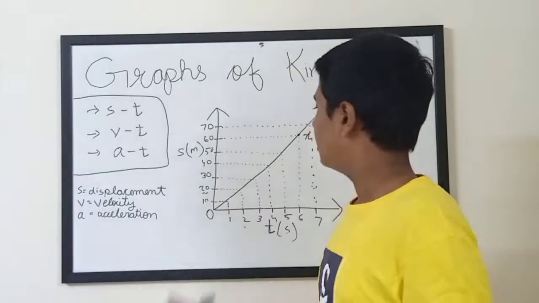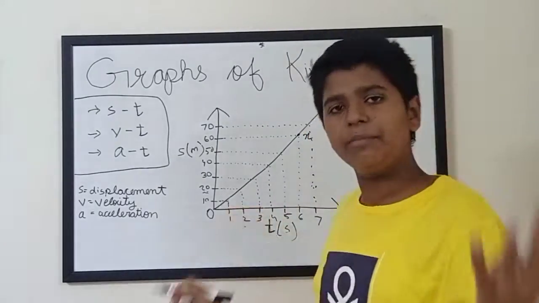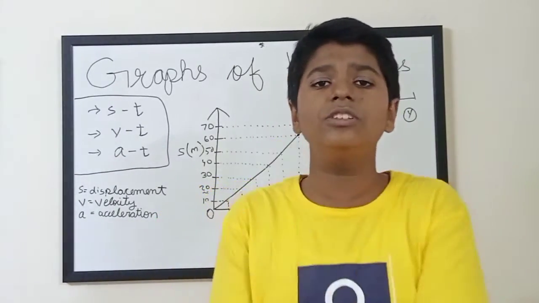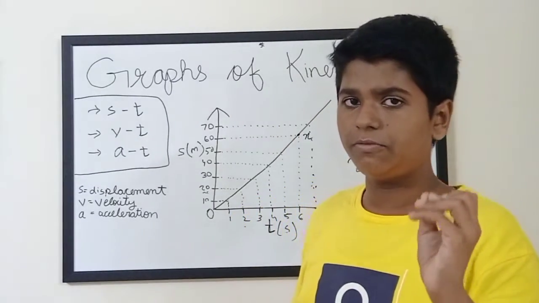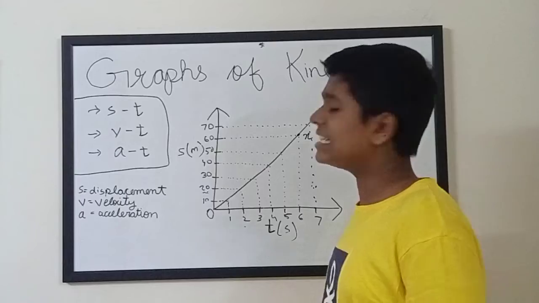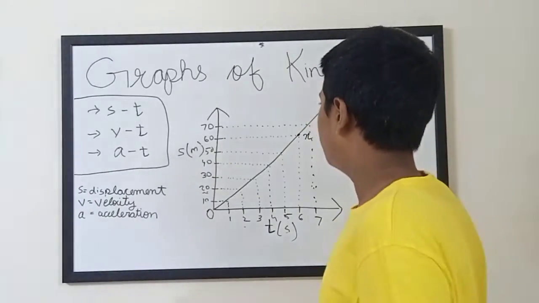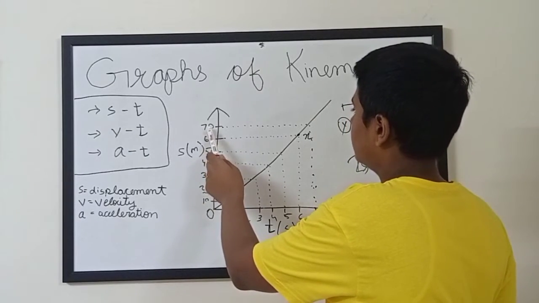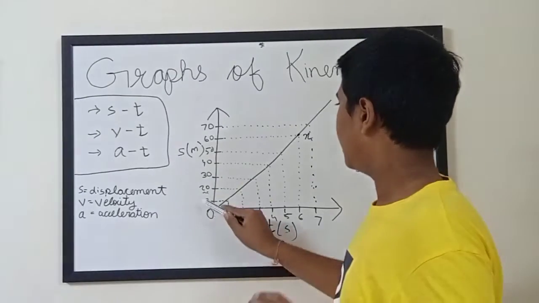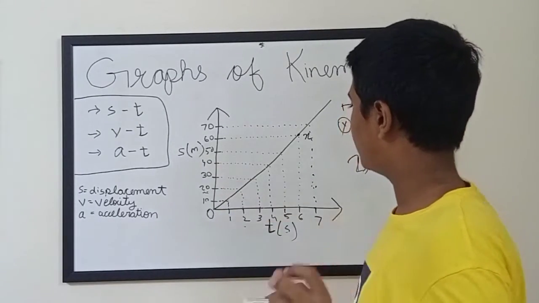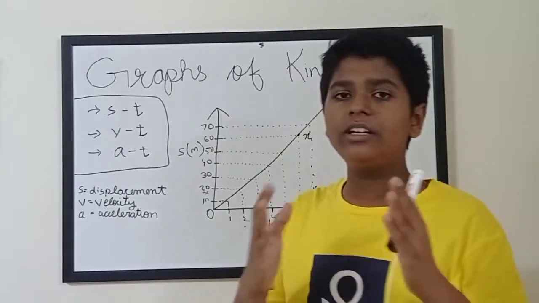In the same manner, 30 meters of distance is covered by the body in 3 seconds, 40 meters in 4 seconds, 50 meters in 5 seconds. So you can see a pattern here, and what is that pattern? Let me tell you. 70 meters of distance is covered by the body in 7 seconds, and in the same way 10 meters is covered in 1 second.